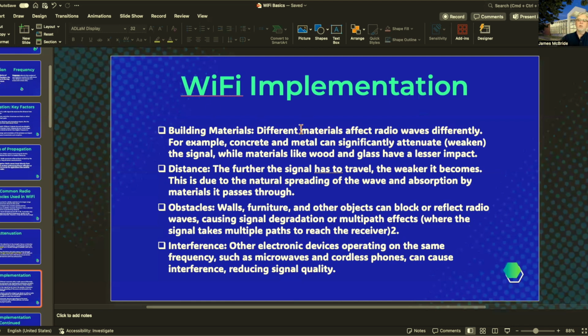You have to think about what it's been constructed with. Concrete, metal, they significantly weaken the signal or attenuate the signal. The distance, how far does it need to go? How big is that house? I deal with a lot of people that would say, oh, I got a really terrible connection in this part of my house.